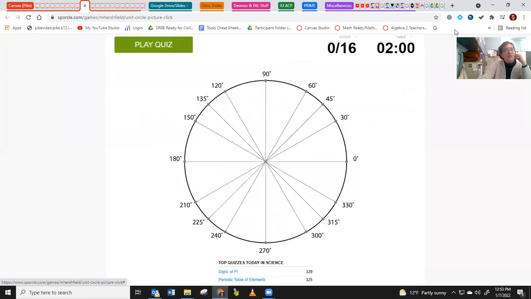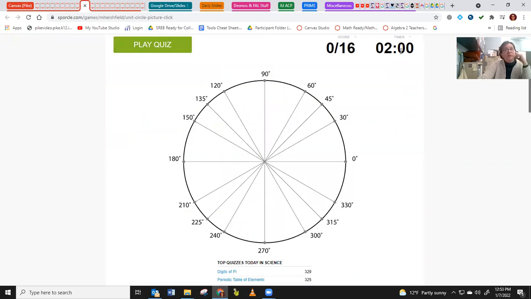Play the quiz. It's got a 2-minute timer. For those of you that want to practice to see if you can do it faster and faster, there is a stopwatch option on the timer before you click play quiz, if you want to see how fast you can do it. So you want to play the quiz.